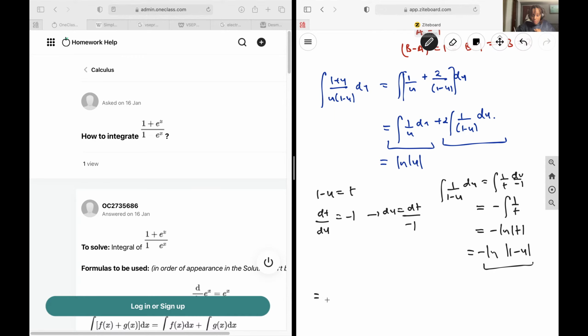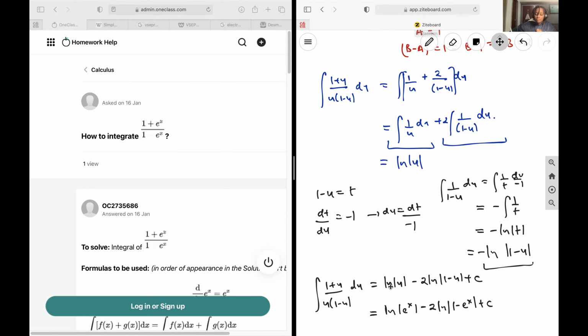And so not our final answer, but the answer for this part is going to be that the integral of 1 plus u over u times 1 minus u du is going to give us ln of u minus 2 ln of 1 minus u plus c. And then we're just going to put back our u as e to the power of x. This will become ln of e to the power of x minus 2 ln of 1 minus e to the power of x plus c.